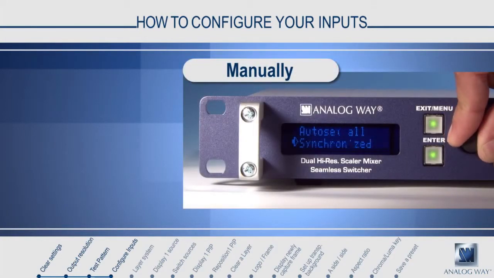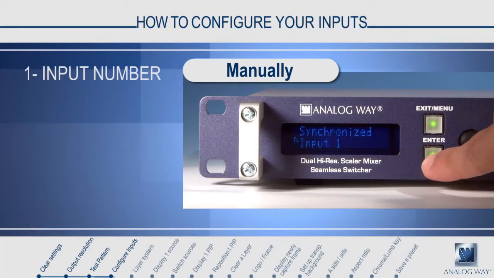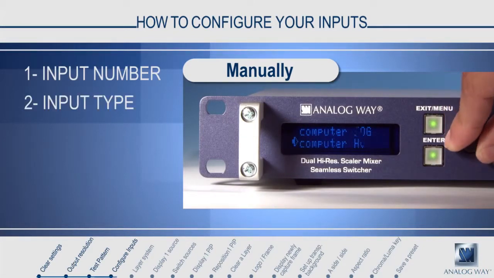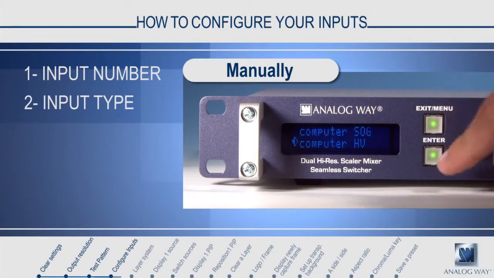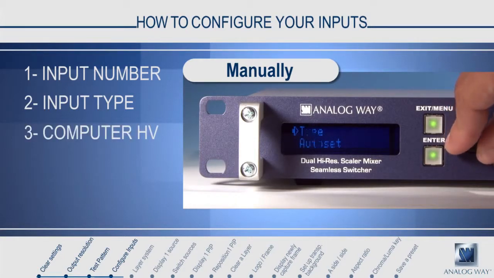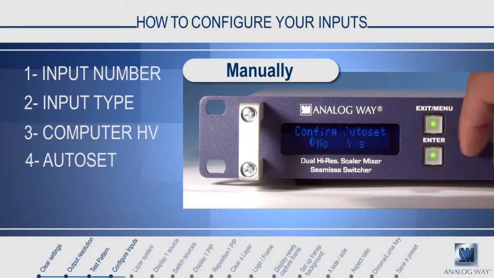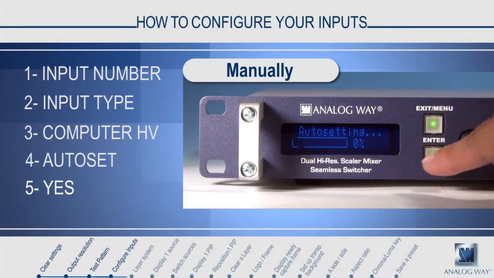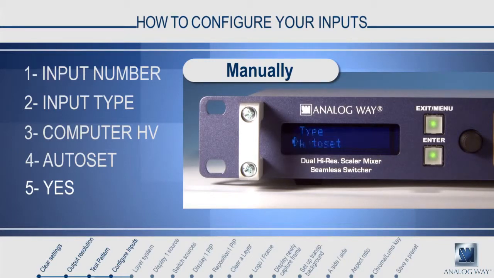To manually configure an input, scroll down to the input number you wish to configure, and select Input Type. Here you can choose which input type to use. For example, if you're using a computer, select Computer HV. Or, if you'd like to auto-set one input individually, select the input number and choose the auto-set function. This will auto-set just this input.